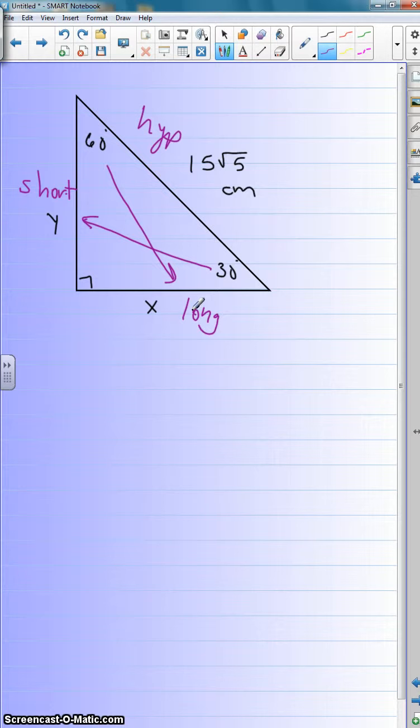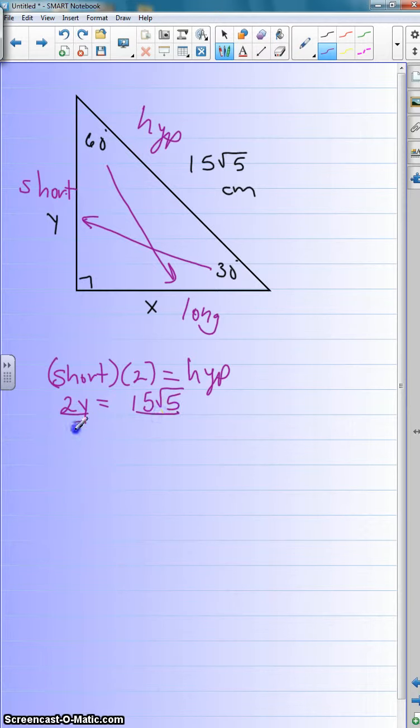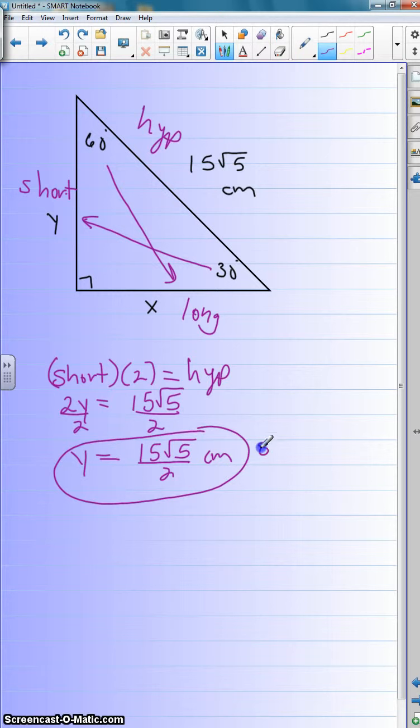Okay, I have the hypotenuse, so I'm going to go back to the short, and I know that the short times 2 was the hypotenuse. So y times 2, or 2y, equals 15 square roots of 5. I'm going to have to divide by 2 on both sides, or cut it in half. So y is 15 square roots of 5 over 2 centimeters. This is my short.